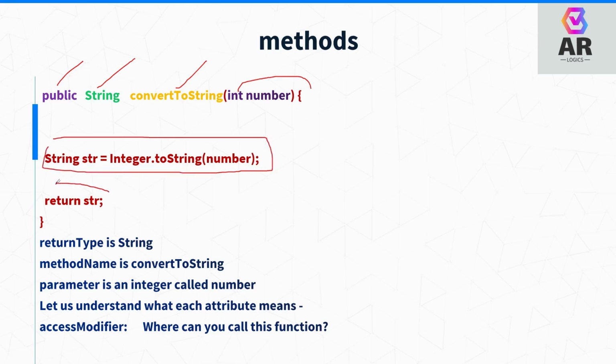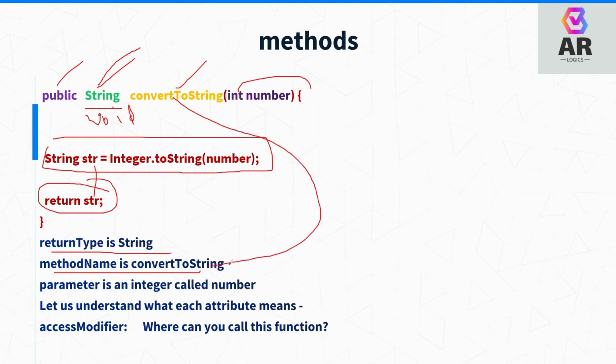Return type means, if you declare a data type, you should return that data type. Whatever data type you declare, you return that type. Suppose you don't want to return anything, use void. Here the return type is string, this is the method name, and the integer is the parameter. Let's understand each and every access modifier.